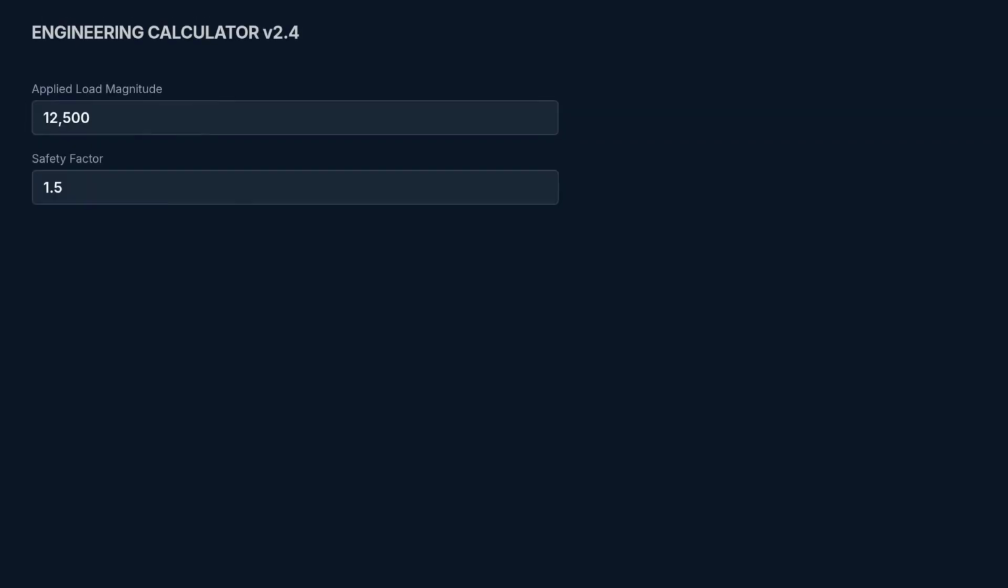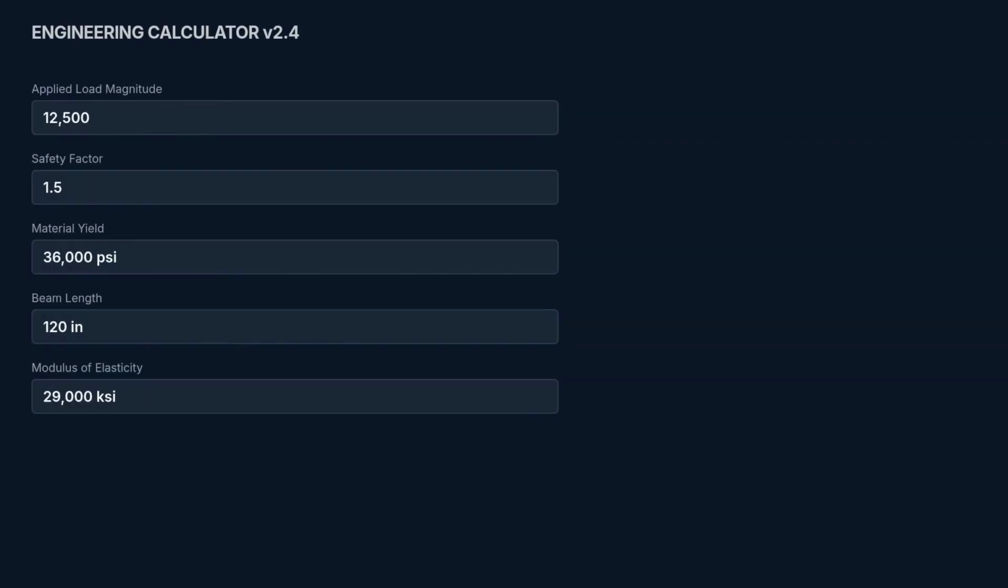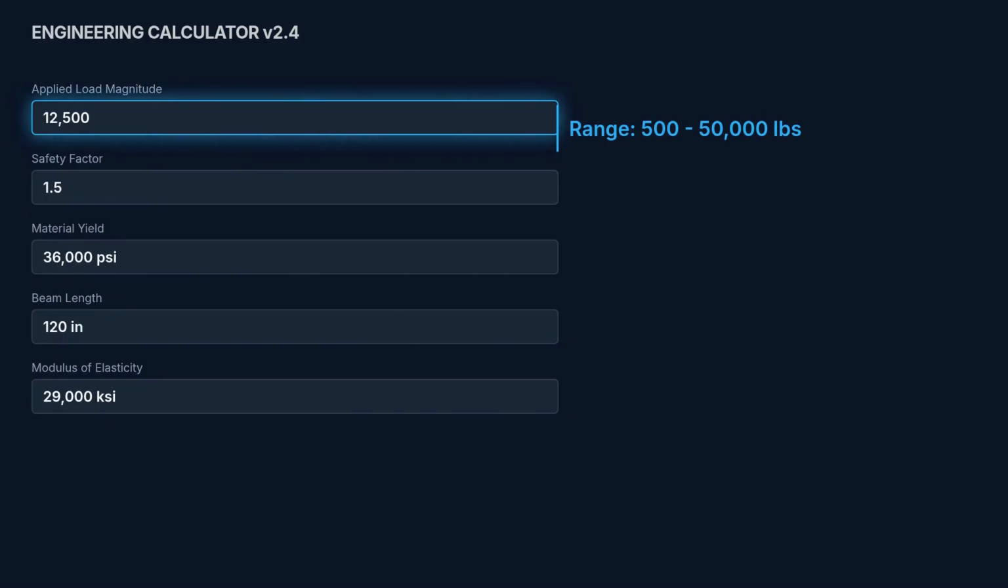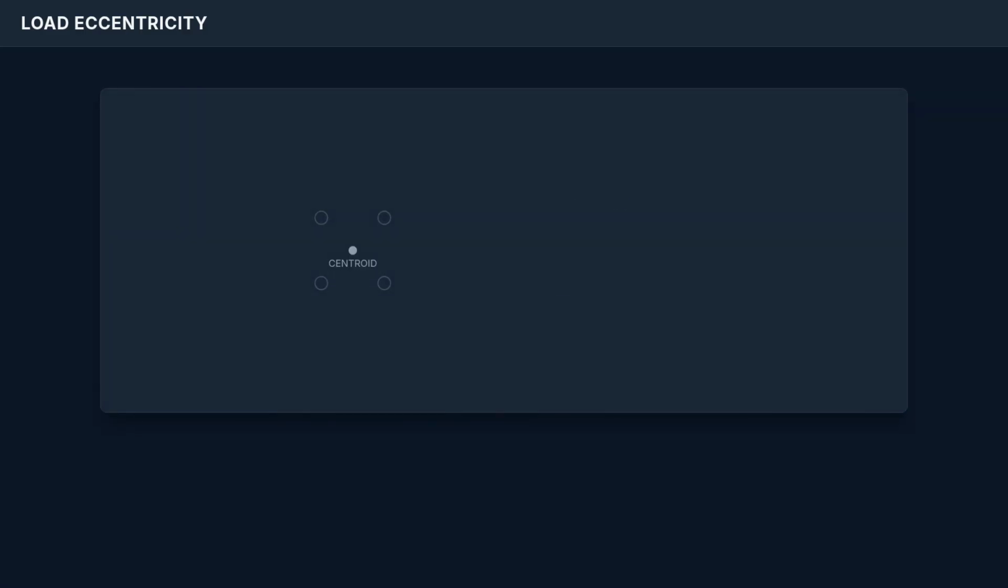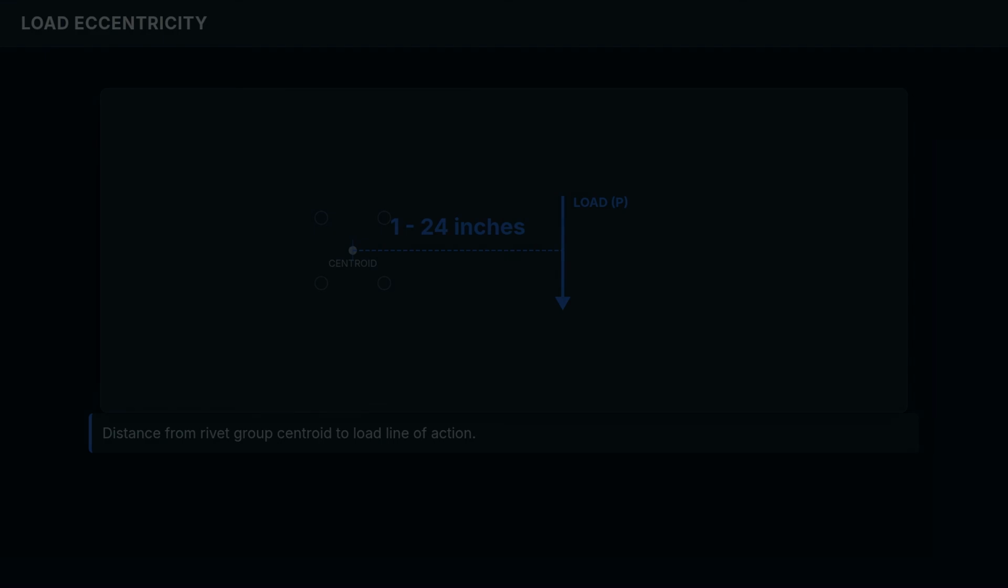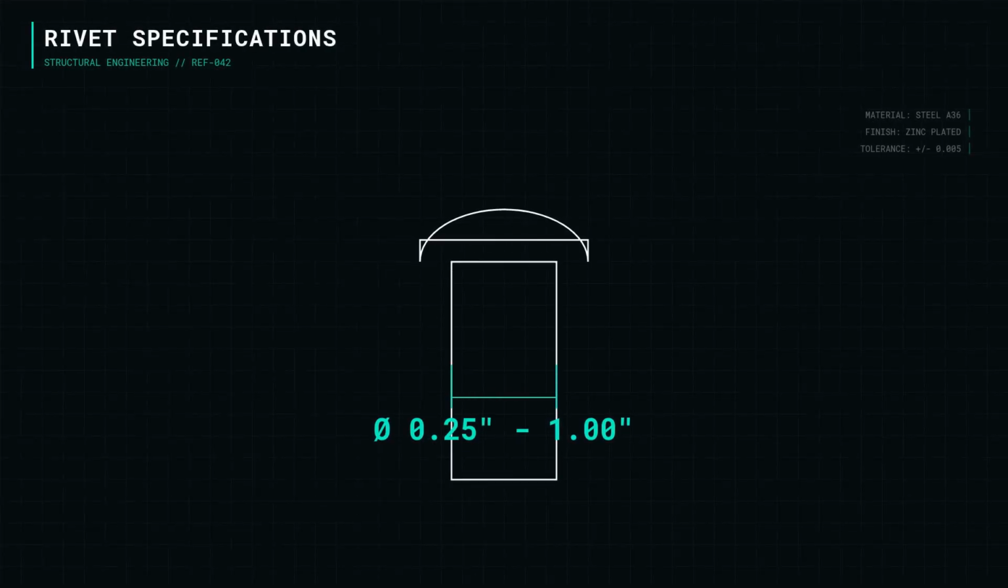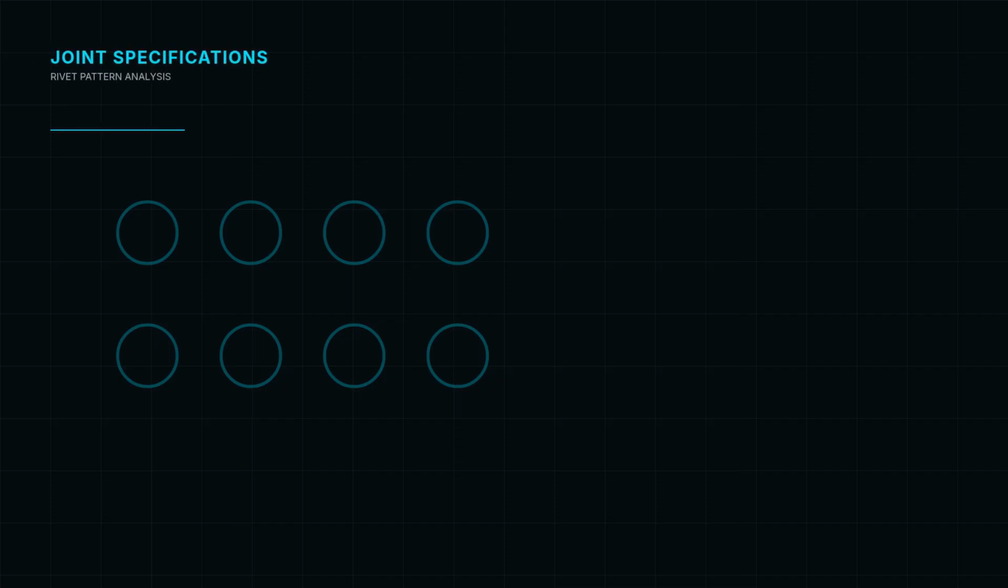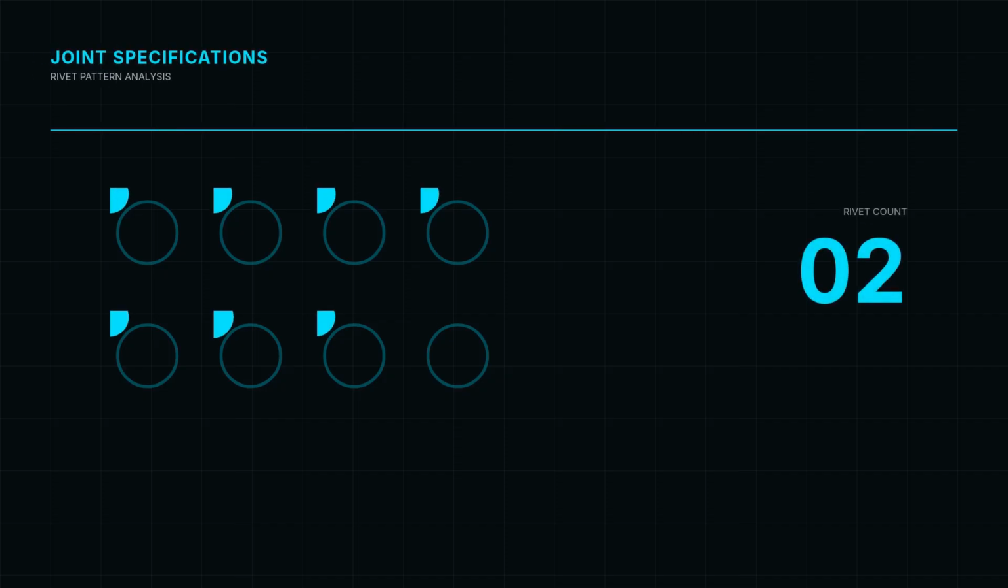The calculator has 5 main input fields. First is the applied load magnitude, typically ranging from 500 to 50,000 pounds depending on your application. Next is the load eccentricity distance, measuring how far your load acts from the rivet group centroid, usually between 1 and 24 inches. Third is the rivet diameter, commonly 1/4 inch to 1 inch for structural applications. Fourth is the number of rivets in your pattern, anywhere from 2 to 20 depending on joint requirements.